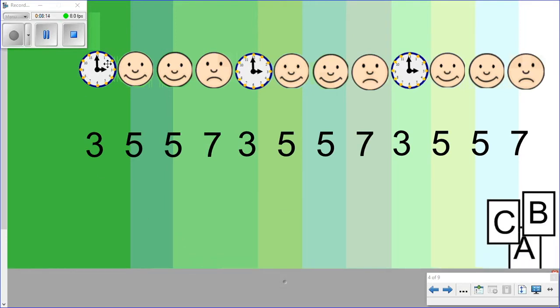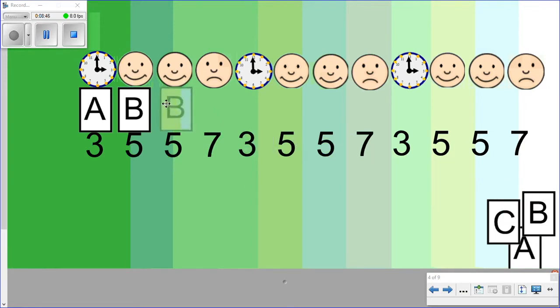So once again, we have a clock, so we'll be using the A card to start, and the 3 can also be with the A card. Now we have a happy face, and that's different than the clock, so we need the B card. But now I have another happy face. So we've used the B card for one happy face. We need to use the B card again. It's the same picture. Just like here, it's the same number, 5 and 5. So we need the B card for there.